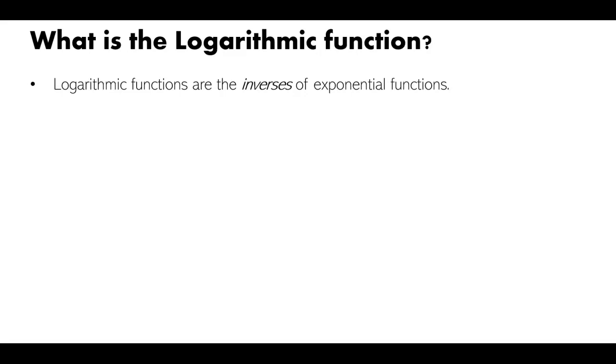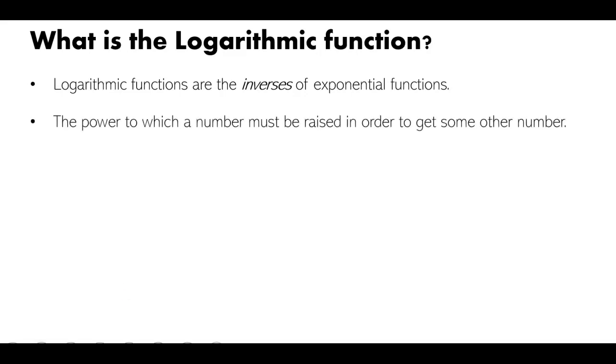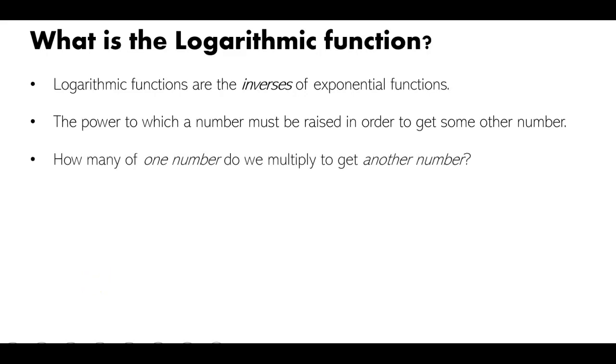So our last unit on exponential functions, if you remember, they would kind of flatten out, exponential decay or exponential growth. They would have a horizontal asymptote. Okay, if you had an inverse of that, you would get this logarithmic function. That's why this has a vertical asymptote. Okay, so check it out. The power to which a number must be raised in order to get some other number, which is a fancy way of saying how many of one number do you multiply to get another number?